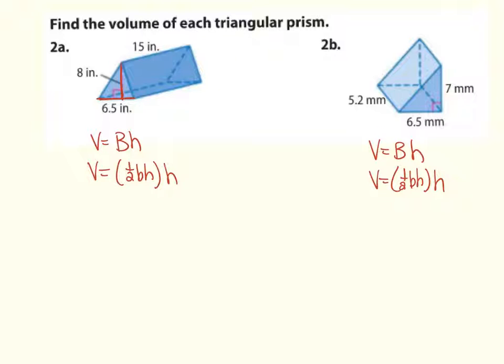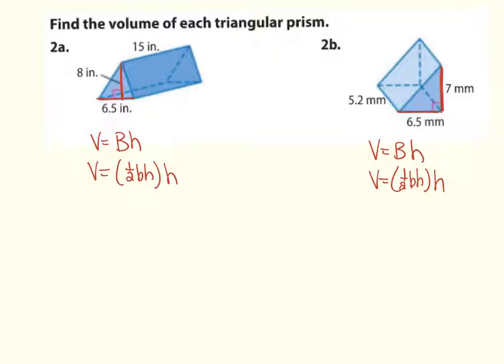In 2B, you have the base of the triangle as 6.5 millimeters, the height of the triangle as 7 millimeters, and then the height of the prism as 5.2 millimeters. Now, there's only 3 numbers here, so you can easily tell what the numbers are, but it's not going to be that way on future tests. You're going to have more numbers to pick from, so it's better that you get it now, because it will get harder.